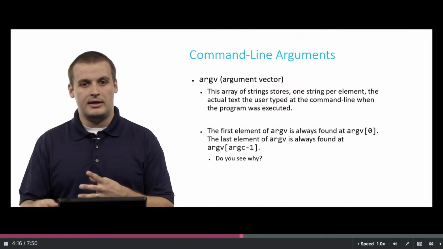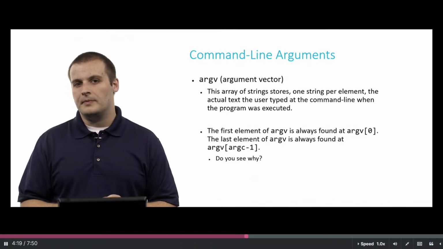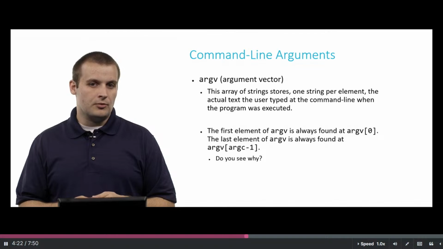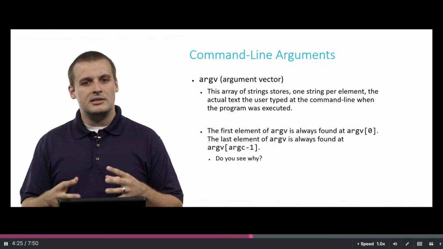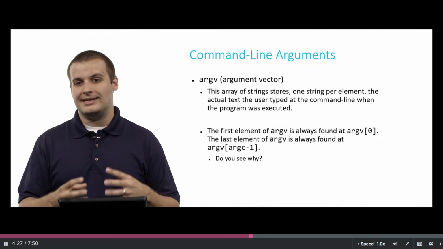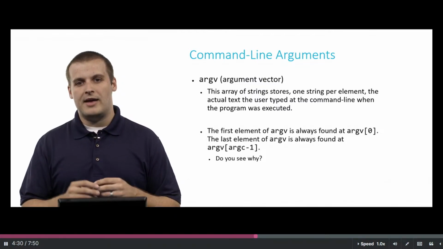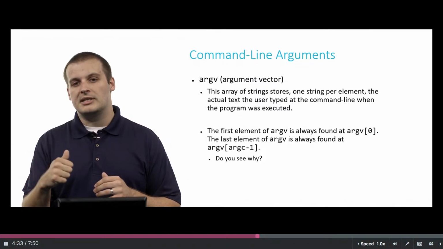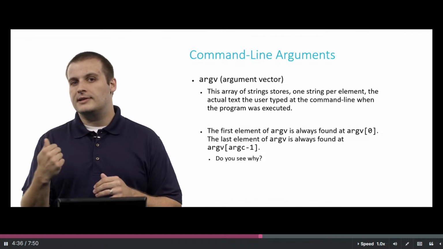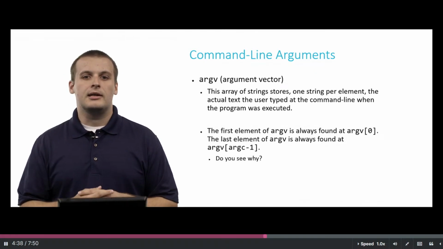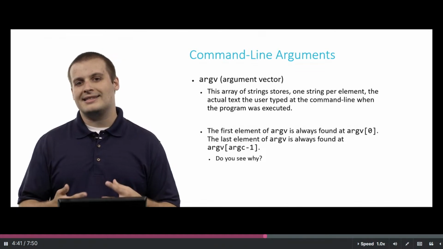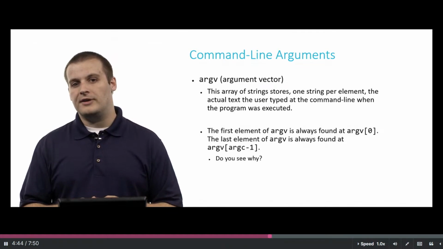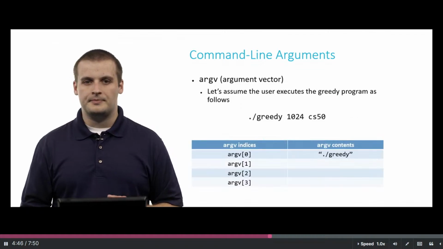Do you see why? Remember how many elements exist in this array? Well, we know that. It's argc number of elements. If the user typed 3 things at the command line, argc is 3. But because in C, when we're working with arrays, the indices of the array start at 0. If we have 3 elements in our array, we have an element at argv0, an element at argv1, and an element at argv2. There is no element at argv3 in an array of size 3. So that's why the last element of argv can always be found at argv square brackets argc minus 1.